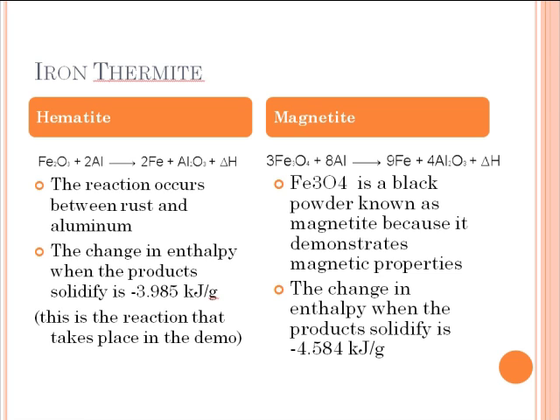Iron-3 oxide, also known as magnetite due to its magnetic properties, also reacts with aluminum. The change in enthalpy when the product solidifies is negative 4.584 kilojoules per gram.